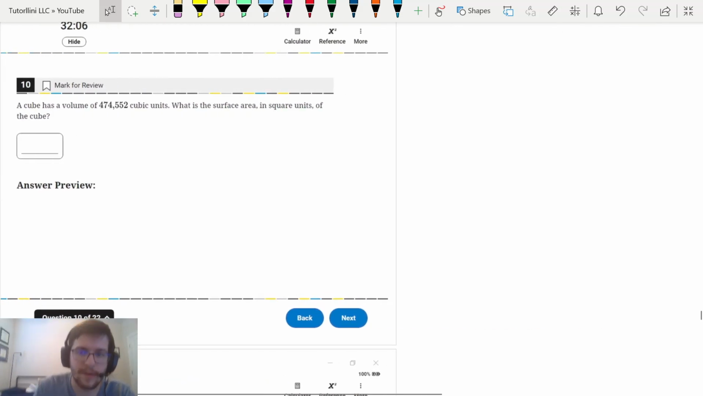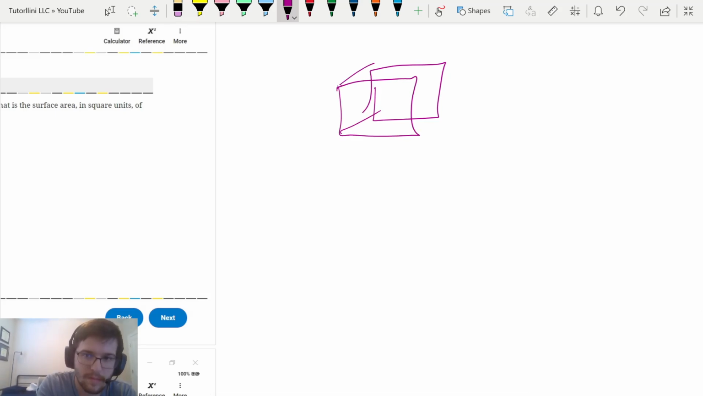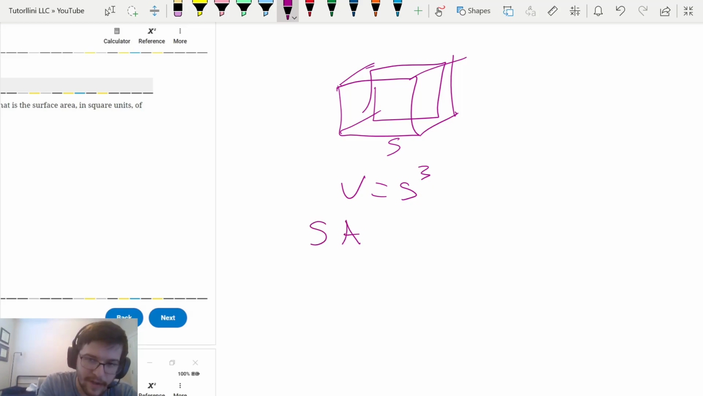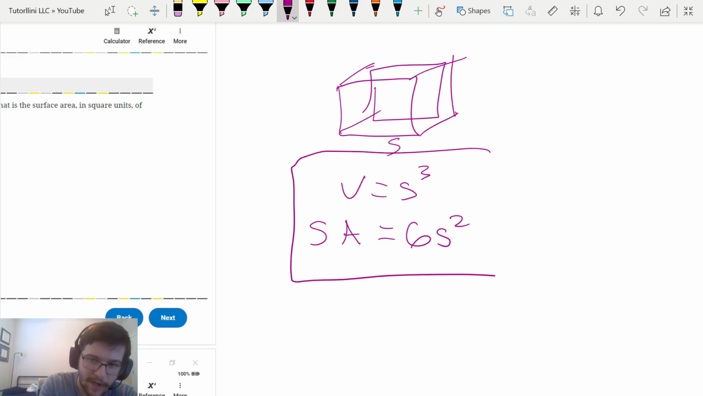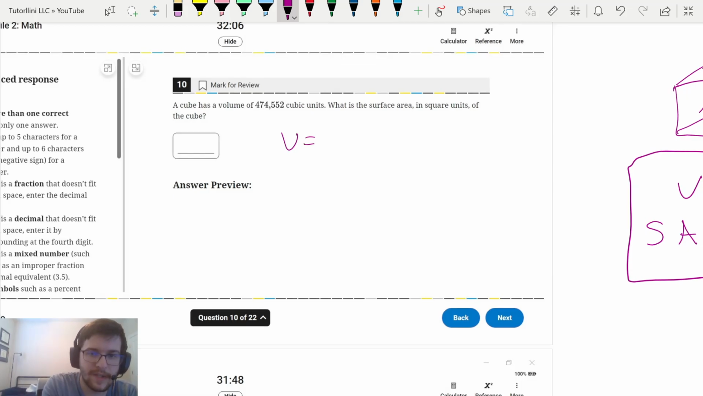Okay, so there's 2 equations you've got to know for a cube. If the edge length is s, the volume is s cubed, and the surface area is 6s squared. I don't believe these are on the reference sheet, so you really want to know them. So the volume is s cubed. They tell us the volume is 474,552.